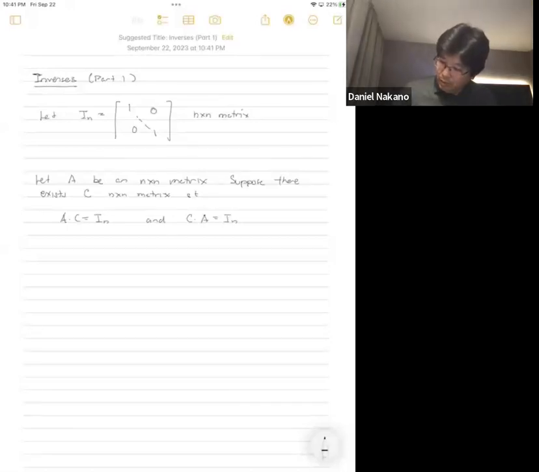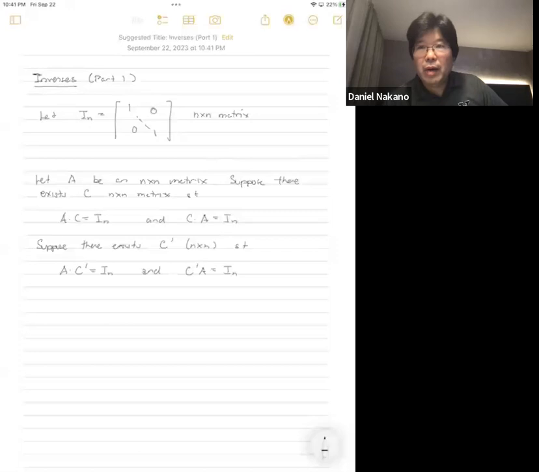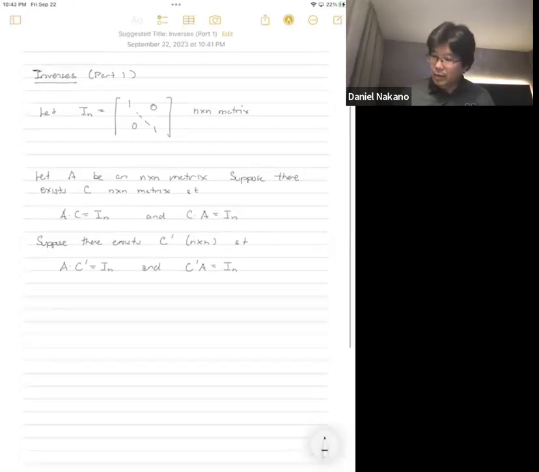So suppose there exists another square matrix C prime such that the same relations hold. So A times C prime is the identity and C prime times A is also the identity. All right. Now, my claim is that C and C prime have to be the same. So how can we show that?